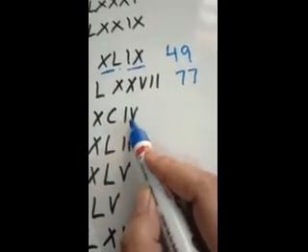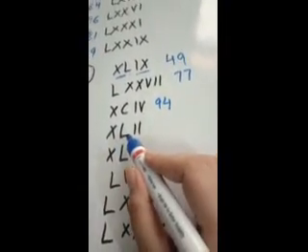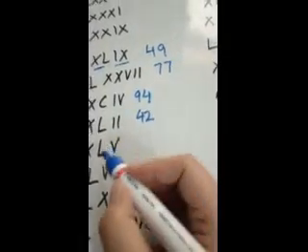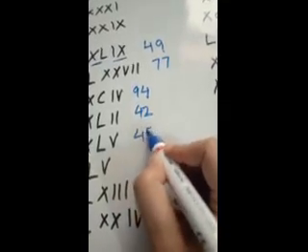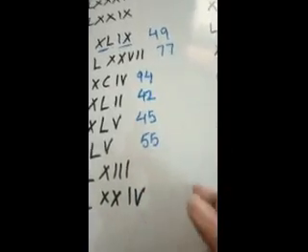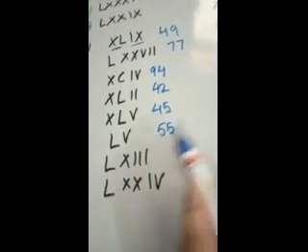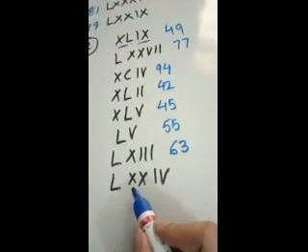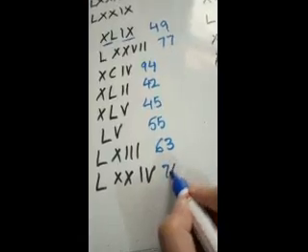XC, 90 and 4. 94. XL means 40 and 2. 42. XL, 40, and V means 5. 45. L is 50. 50 plus 5. 55. L, 50. X, 10. 60 and 3. 63. L is 50 plus 20. 70 plus 4. 74.